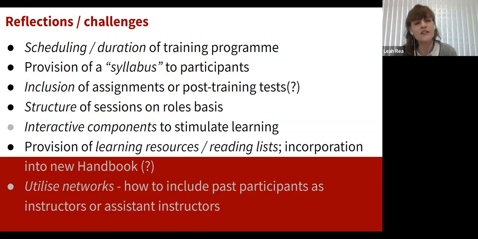I think it might be worthwhile to see if there's time to design a syllabus for the training programme that could be circulated to participants so they know in advance not just what the title of the sessions will be, but what they will learn and what the aims will be and what the materials that can be used will be. As I said earlier, we don't have that in place at the minute.